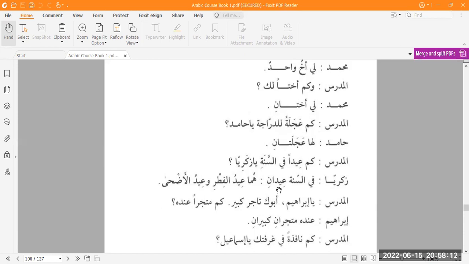Fi sanati aidani. They are in the year, there are two Eids. Huma, they are. Huma is the dual form once again. Huma, those two, meaning what are those two Eids? Huma, Eidul Fitri, wa Eidul Adha. Those two Eids that we are referring to are Eidul Fitr and Eidul Adha. So those are the two Eids in the year.